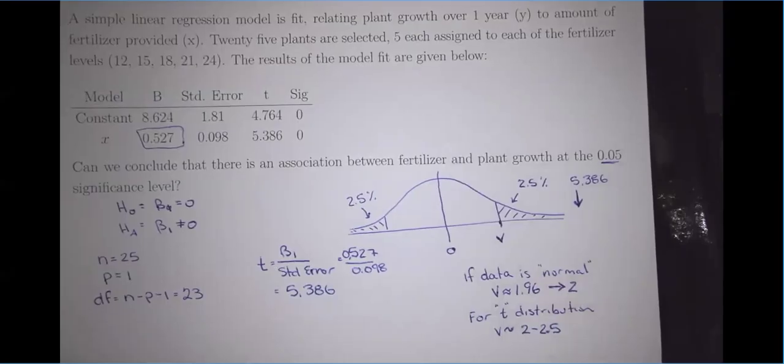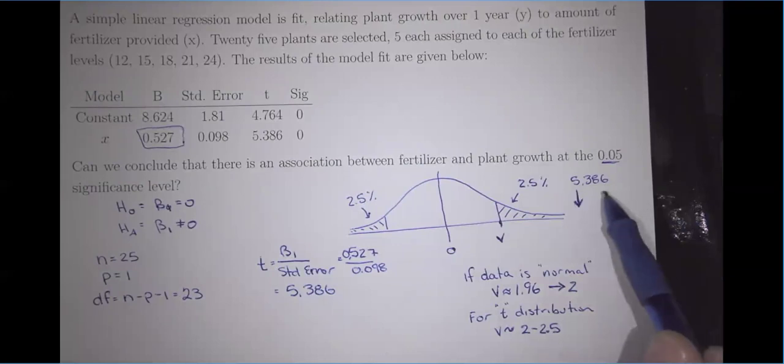So again, let's talk about v. It could be 1.96 if we're using a normal model, could be as high as about 2.5 if you're using a t distribution with 23 degrees of freedom. In either case, 5.386 is well past the cutoff value.